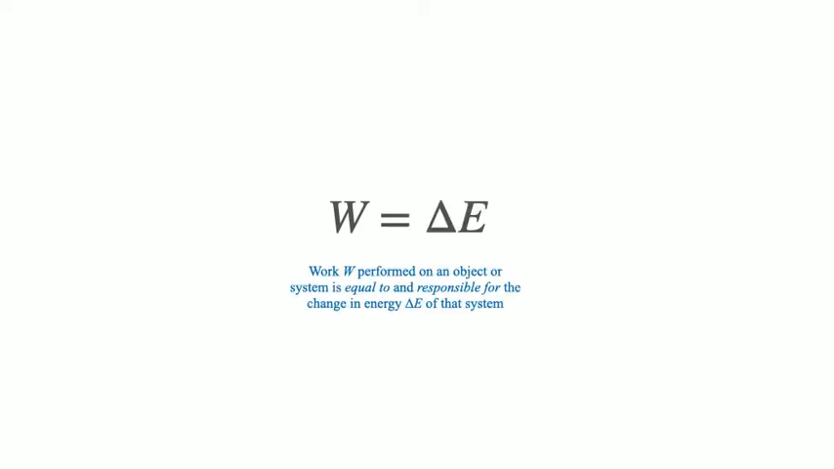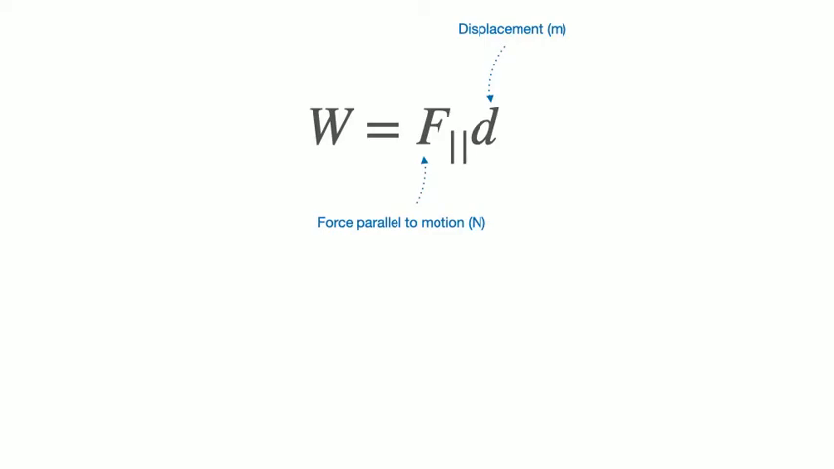Each of these equations is actually based on a single concept, that the work performed on an object or system is equal to and responsible for the change in total energy of that system. It's useful to remember that work can be calculated with a formula. Work is, of course, the product of the force parallel to motion and the displacement of the object. It can also be shown visually as the area under a data curve of the force acting upon an object versus that object's position along an axis.